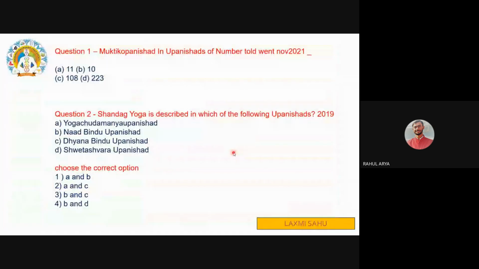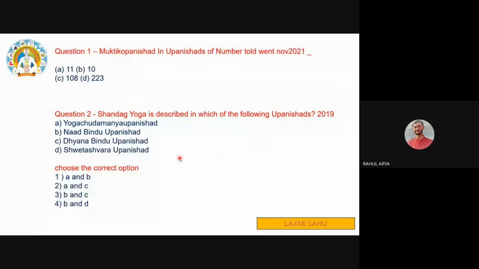Yes, please. Now questions. Question number 1: the Muktika Upanishads number. This question was asked in UGC in 2021. Yes, please, what is the answer? 108, sir. 108 Upanishads. Okay. And Shadanga Yoga is described in which of the following Upanishads? This question was asked in 2019.